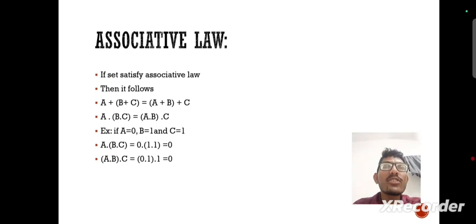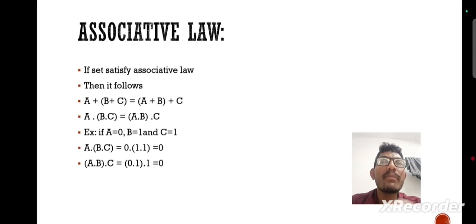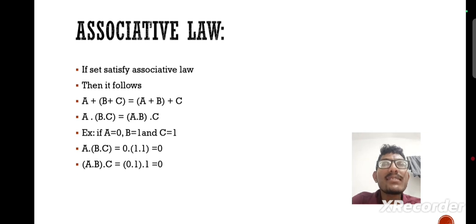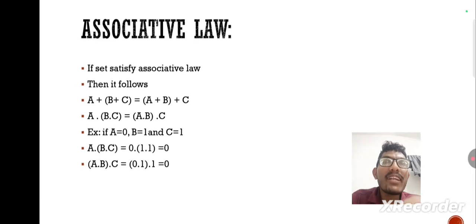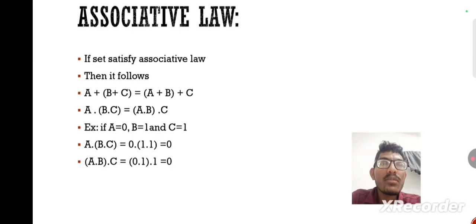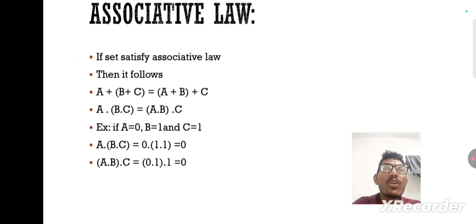Next, we will go into the associative law. In the associative law, we take three inputs, A, B and C. The associative law is followed by A plus (B plus C) equal to (A plus B) plus C. For binary multiplication, A into (B into C) equal to (A into B) into C. For example, if we take A equal to 0, B equal to 1 and C also equal to 1.